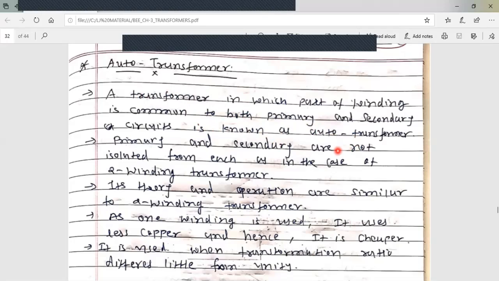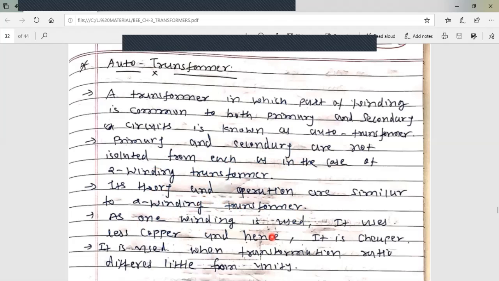We have seen that in a normal two-winding transformer, the primary winding and secondary winding are isolated from each other. But in an autotransformer, the primary and secondary windings are not isolated from each other as in a two-winding transformer. Its theory and operation are similar to a two-winding transformer.